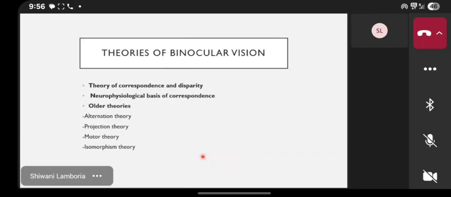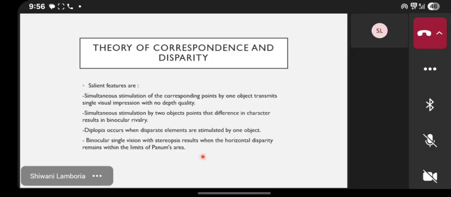The older theories are the alternation, projection, motor, and isomorphism theories. So, in the correspondence and disparity theory, simultaneously stimulating the corresponding points transmits a single visual impression, simultaneous stimulation of two objects that differ in character results in binocular rivalry, and diplopia occurs when disparate elements are stimulated by one object.